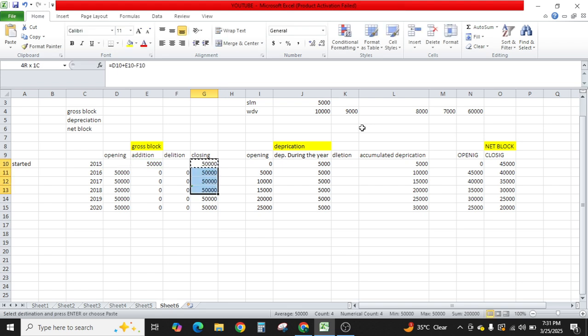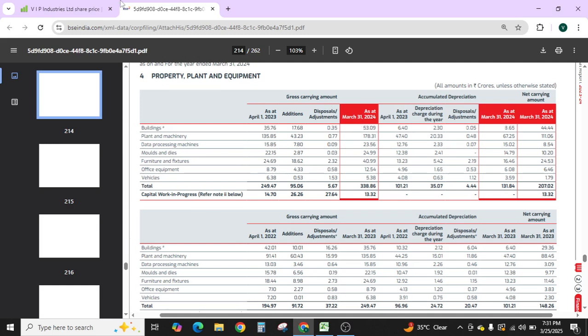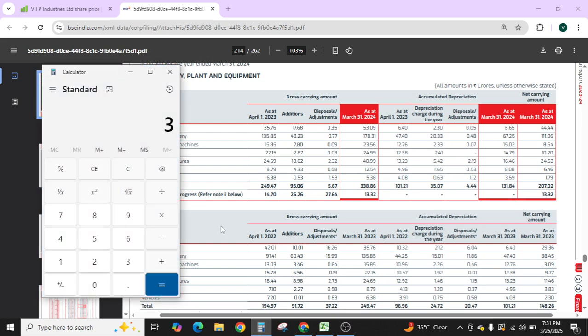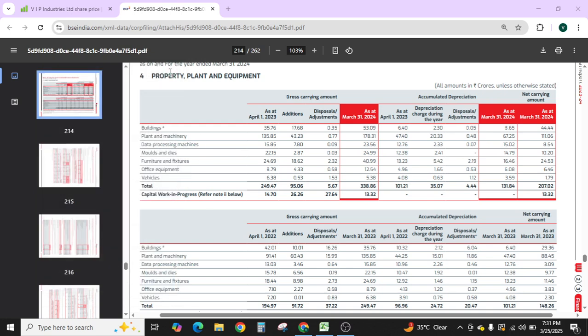I will copy and paste in the same way. Now here if we open the calculator and calculate it, 35.76 plus 17.68, which is addition, minus deletion, which is 0.35, so it is 53.09. So I hope you get how to see the gross block. So this is the gross block for FY23.